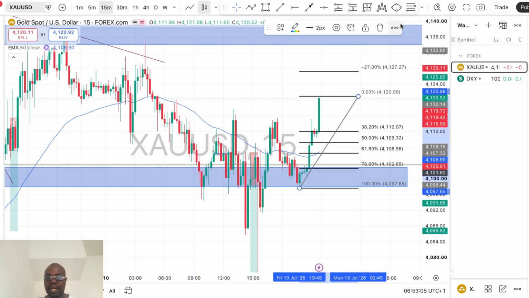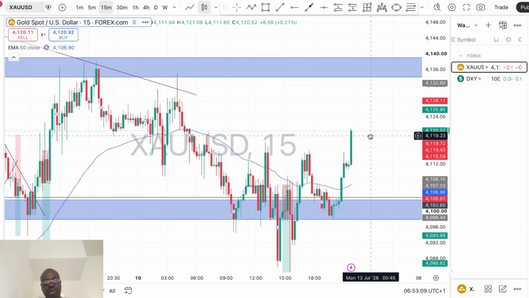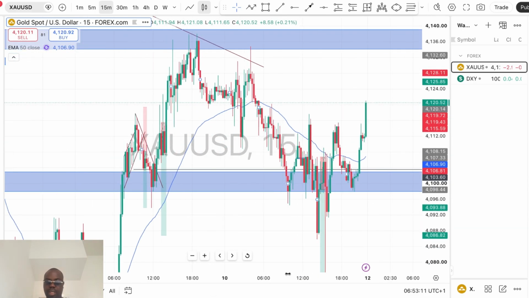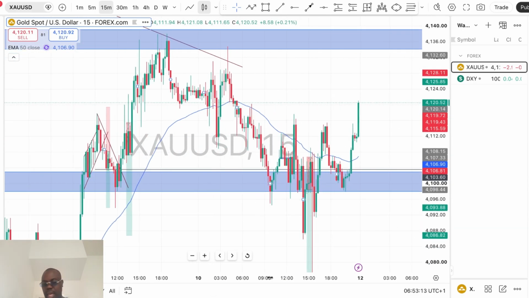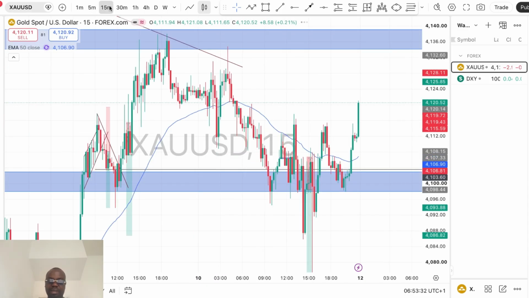But in the meantime, let's go to DXY. My analysis for the week is that gold is going to be bullish. That is what I'm saying. So I'll be looking more for a buy than a sell on gold this week. If I'm selling, then it has to be a retracement, but it's not the trend. The trend is bullish, and I'm going to be bullish with the market. I'm not going to be bearish when the market is bullish.